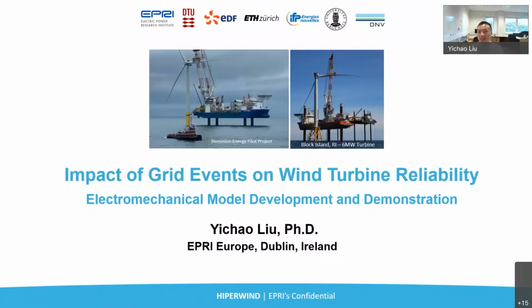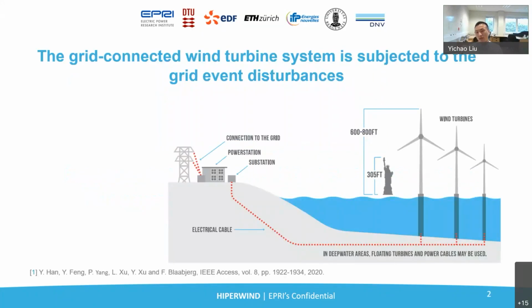Yeah, so from the last presentation, Asger has given us a very nice talk about the Hyperwind project. If you can see my screen, now I want to give some insights from the EPRI perspective to understand what we are doing in this project and how we collaborate with our partners to work on offshore wind energy. We are focusing on the analysis of the grid disturbance effects on wind turbine mechanical components, and it is based on an electrical-mechanical modeling framework. So before we go into the details, I want to take one step back to answer why we are interested in the grid events. Why are we interested in the impact of the disturbance on the mechanical components?